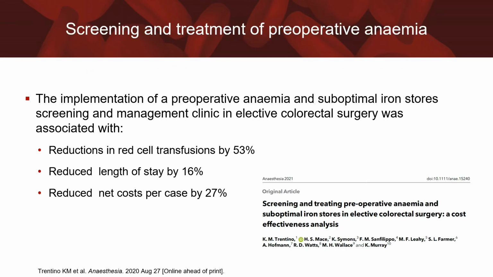An example of this preoperative anemia screening occurred locally in Western Australia, where the implementation of a preoperative anemia and suboptimal iron stores screening and management clinic in elective colorectal surgery was associated with a 53% reduction in red cell transfusions at surgery, a reduced length of stay by 16%, and reduced net costs per case by 27%.